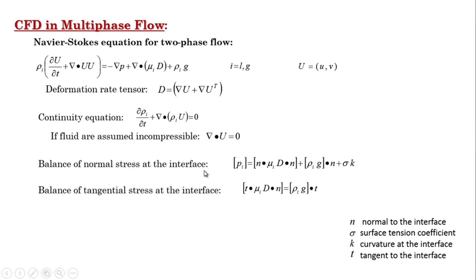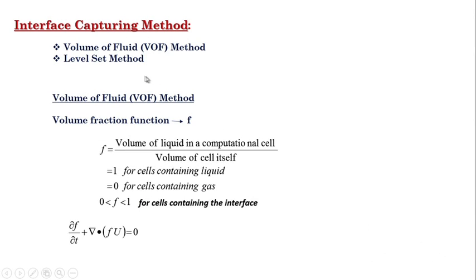And in multiphase flow, we have the interface between phases, and at the interface the balance of stresses is very important. Here is the balance of normal stress at the interface, this equation. Here this n term is new: n is the normal to the interface, sigma is the surface tension coefficient, and k is the curvature at the interface. And for the tangential stress balance at the interface, this is the equation. Here t is the tangent to the interface. These are the equations.